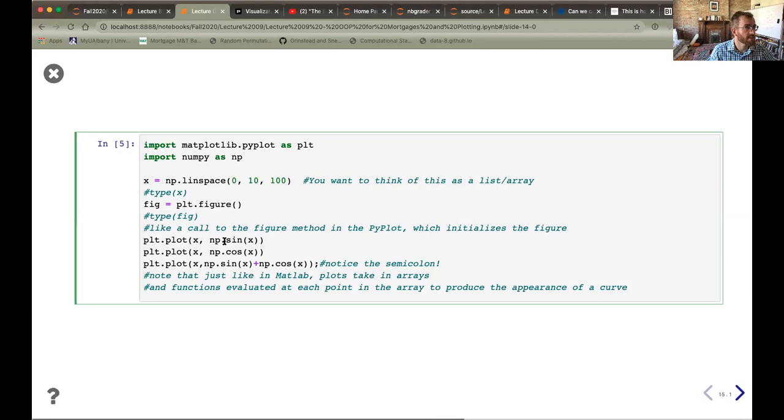Here's our sine of x, which didn't exist as a built-in function inside of Python, but does exist inside of NumPy. Similarly, we have cosine, and then also we've got sine x plus cosine x. Notice that when we do these plots, if we want to suppress some of the internal output, you can always silence it by putting a semicolon. All right, so let's go ahead and execute this code cell and see what happens.